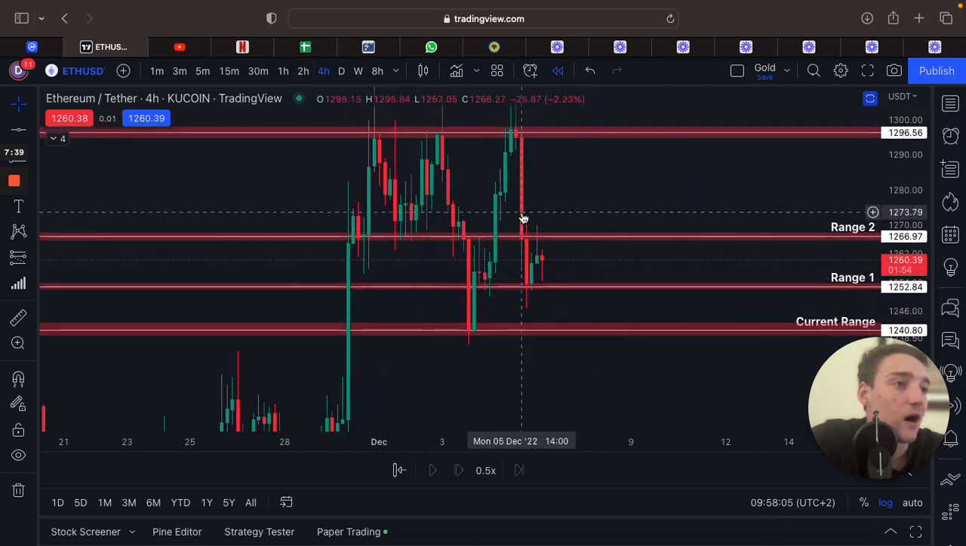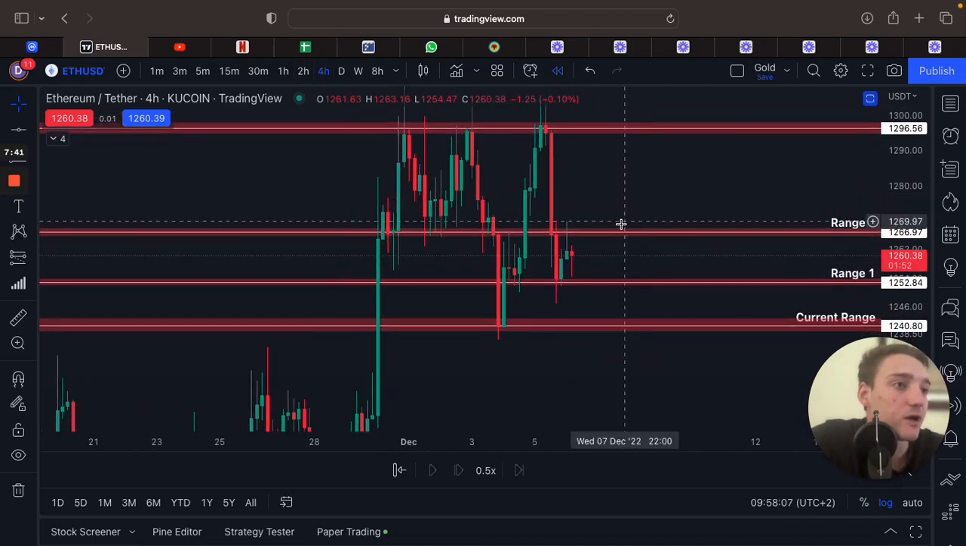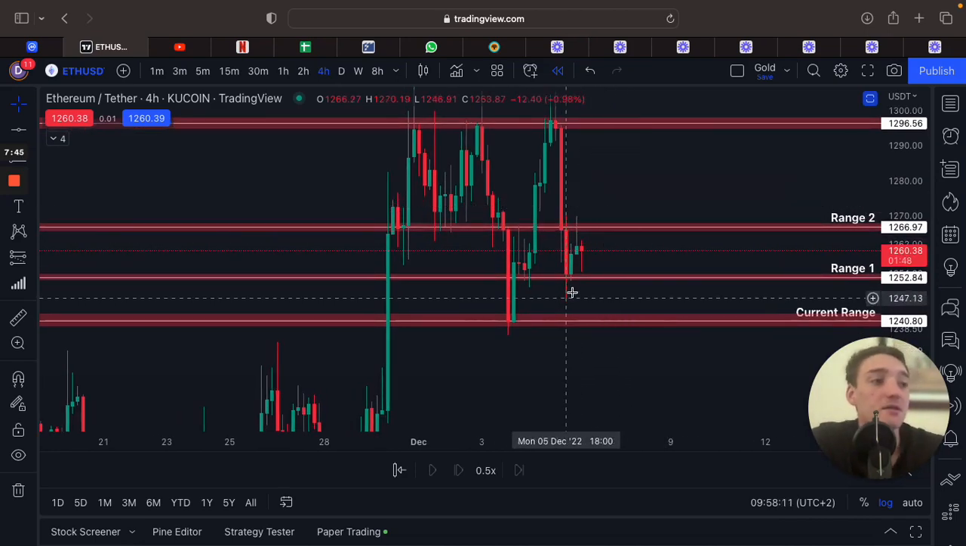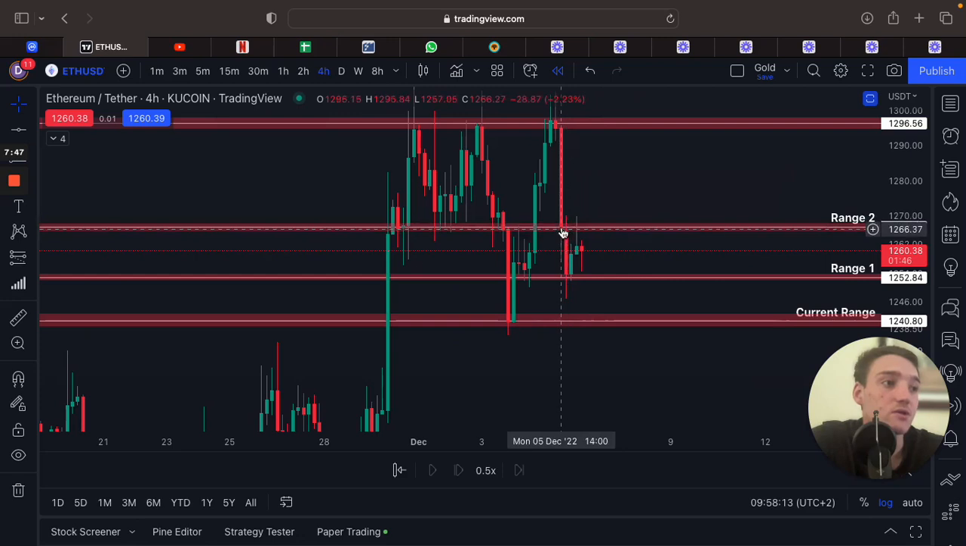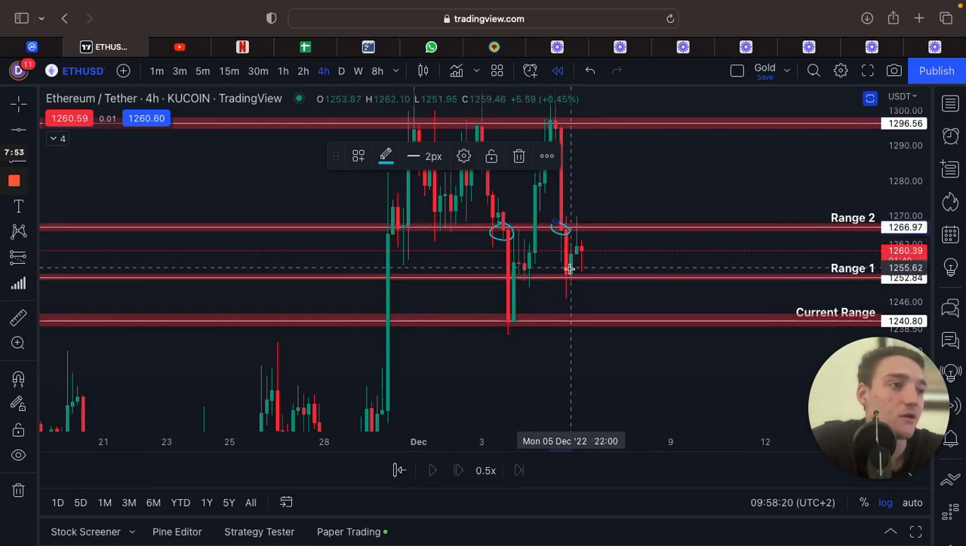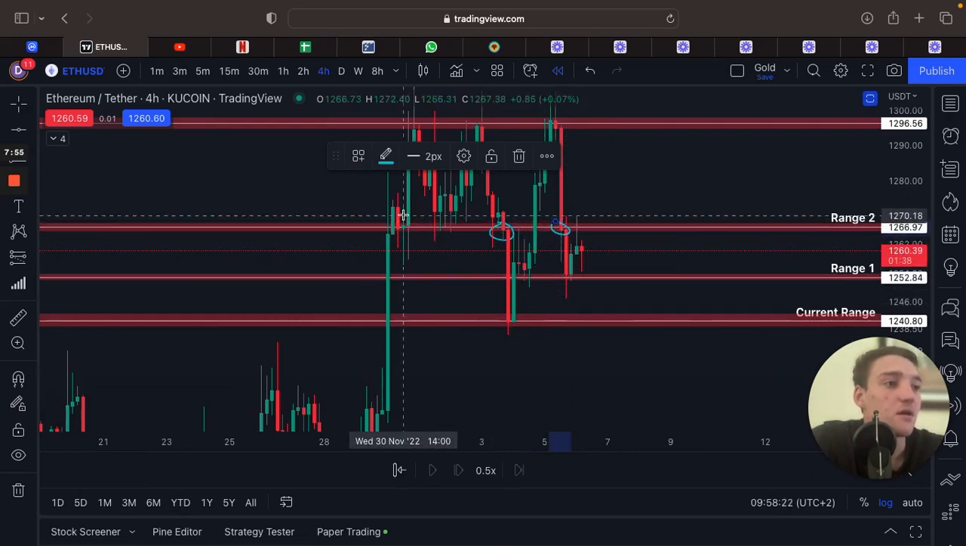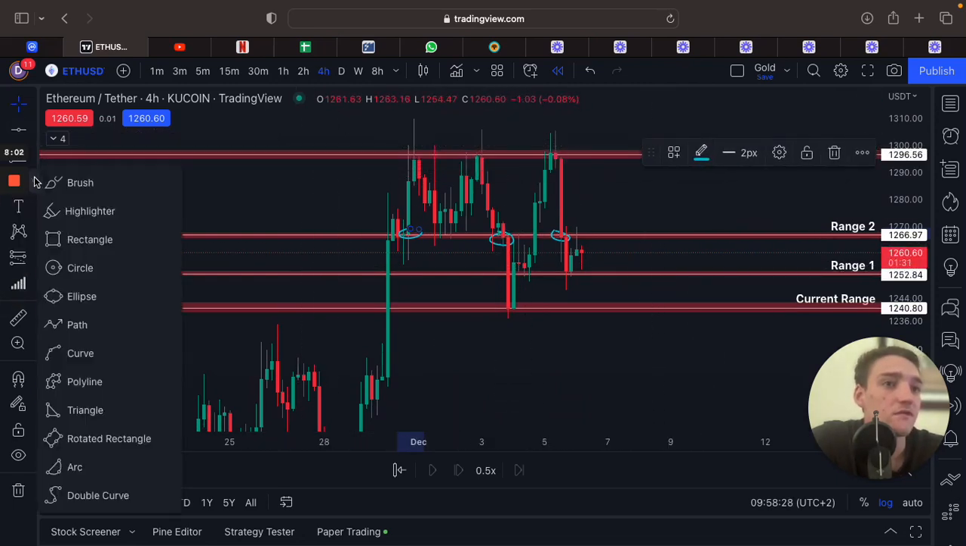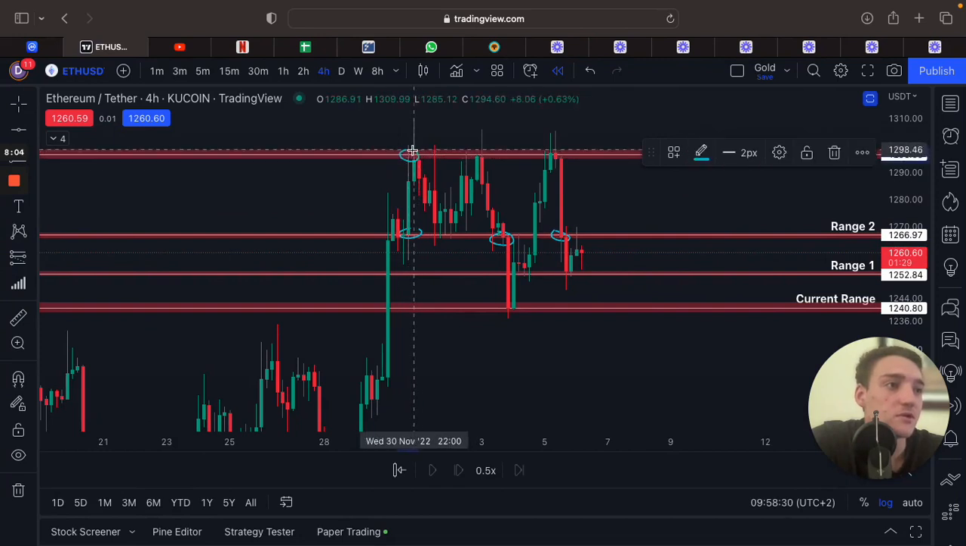So we're on the 4 hour, and what are we looking for here? What you can see here is when price closes below this zone, we tend to go down. When price closes above this zone here, we tend to go up. Okay, so that's kind of what you're looking for. You're looking for these closures above certain zones.